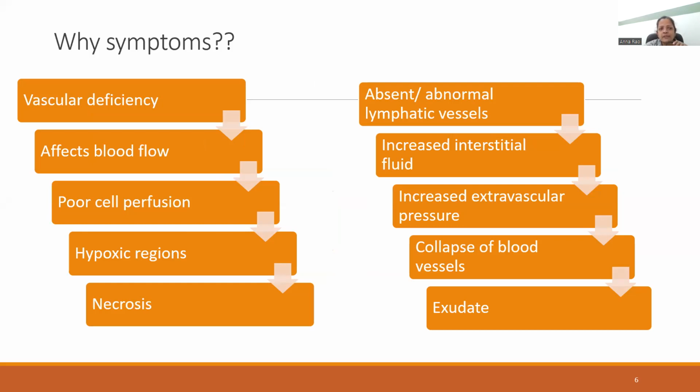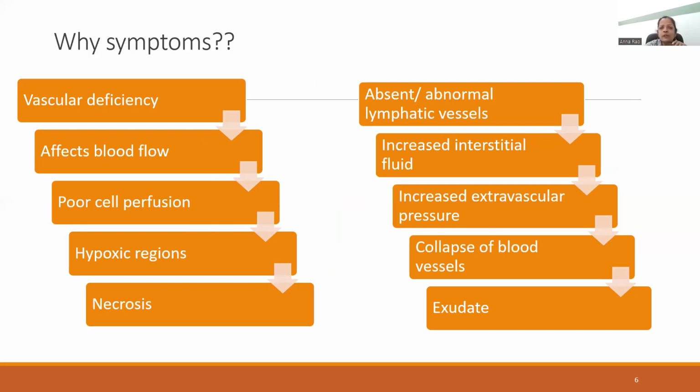So what happens? Why the symptoms? Okay? So vascular deficiency will lead to reduced blood flow. Okay? And because the cells will have poor perfusion of the blood, it will create hypoxic regions, and it will cause the tissues to get necrosed.